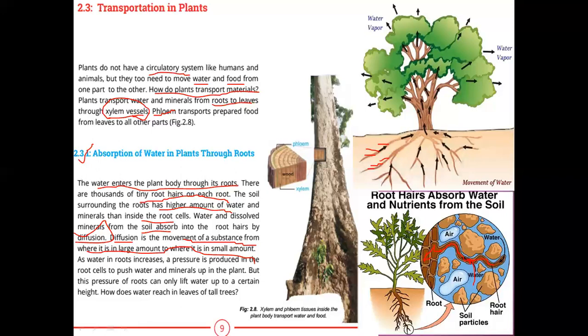For example, this is a very long tree. You can see this one also. From here, when the water is absorbed, it cannot reach higher in very tall trees. So how is water transported in the tallest trees, which have too much height, because here the water pressure is not enough to rise up to a high level? So what happens next?